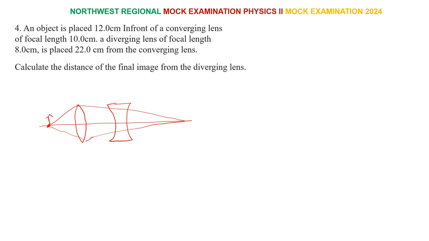So that's the first image, which can be formed at a certain point. Then the final image, with respect to the diverging lens, can be formed somewhere here. So that's going to be a general case scenario for the particular problem.